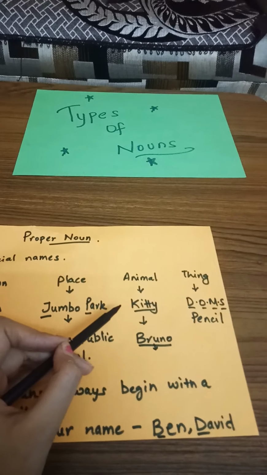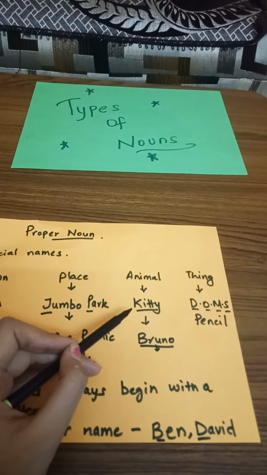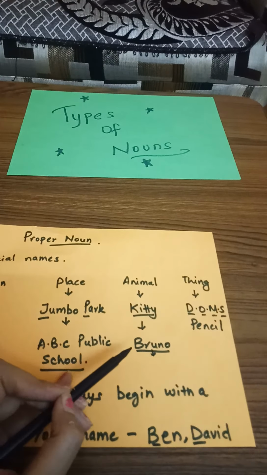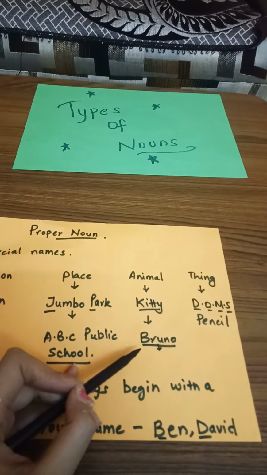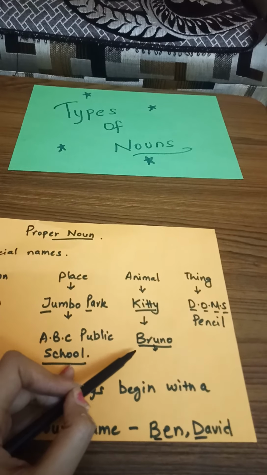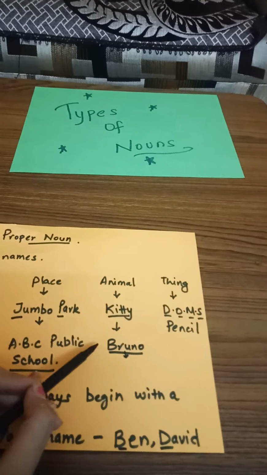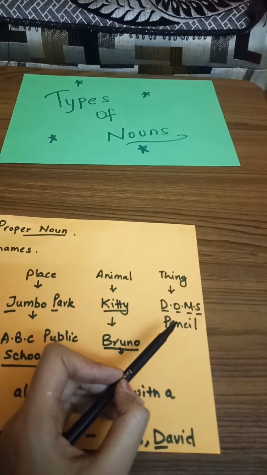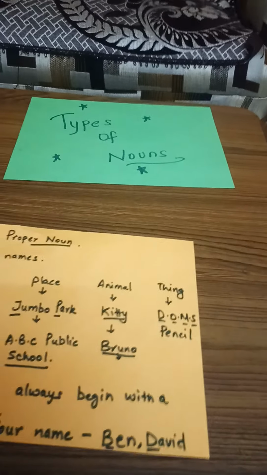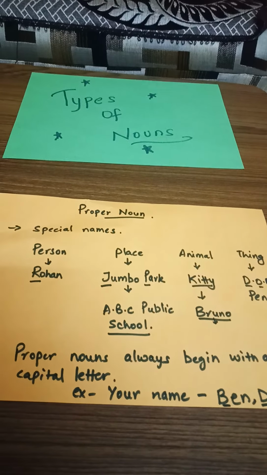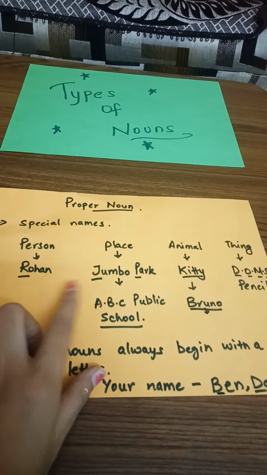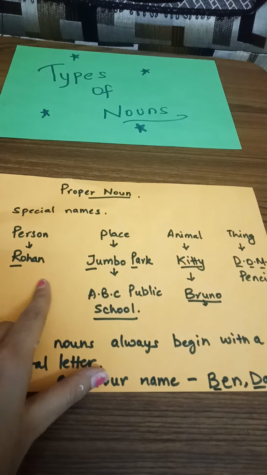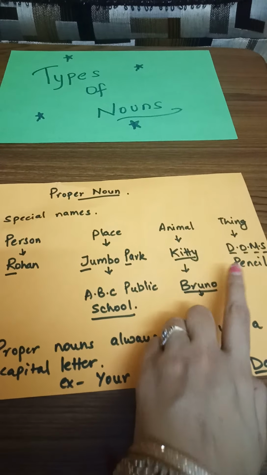If I say my pet Kitty is unwell, then you will think of my cat Kitty, but no other cat. Or if I say I like to play with Bruno, then you will think of my dog Bruno only, but nobody else. Okay, now let's come to a thing. If I say I need a Dom's pencil, then you cannot offer me any other pencil other than Dom's. So, a proper noun gives you special names. It doesn't give you any space to think about other things because it is specially mentioning what you have to think about or what you have to talk about.